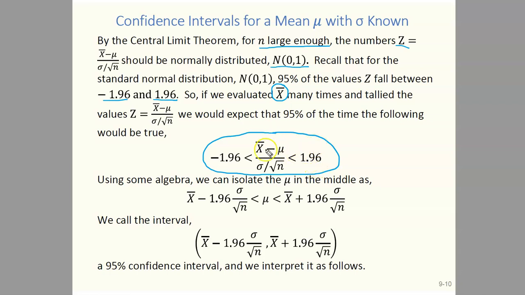Now using a little bit of algebra, what we can do is isolate the mean, mu right here, the population mean, in between these two inequalities, and we would get this right here.